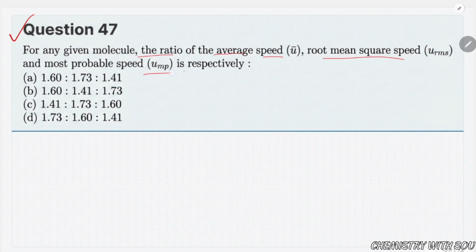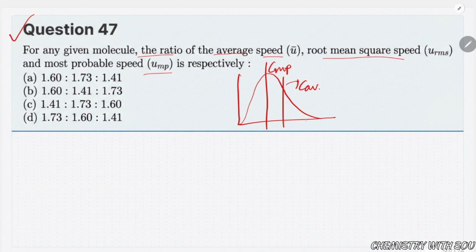In the question number 47, for any given molecule, the ratio of the average speed, root mean square speed and most probable speed respectively. In the speed distribution diagram, this is C most probable, this is C average, and this is C RMS. In the option, in the middle there is C_RMS, the highest value is 1.73. After that the average speed, so between these two, A is correct.